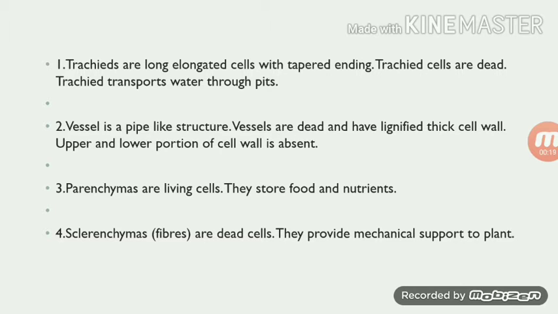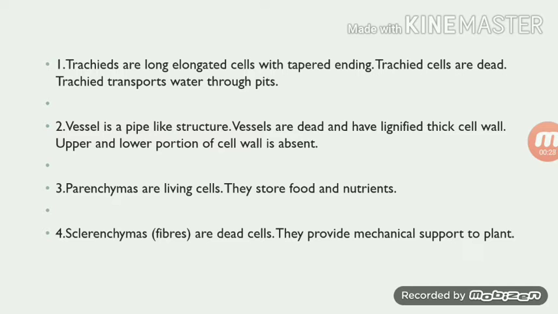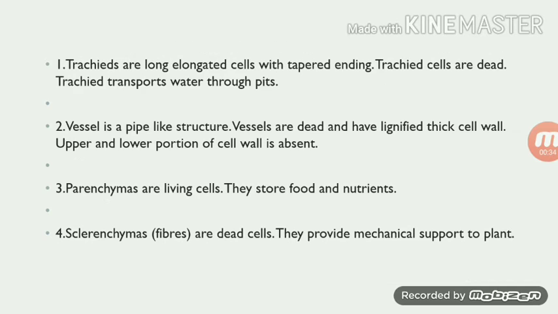Tracheids transport water through pits. Okay, there are large pits. See in this diagram, pits. Okay, next is the vessels. Vessel is a pipe-like structure. Vessels are dead. Again, it is also a dead cell and has a lignified cell wall. Upper and lower portions of the cell are absent.